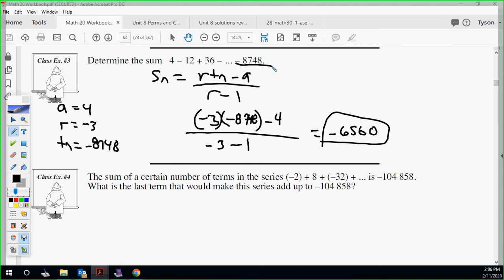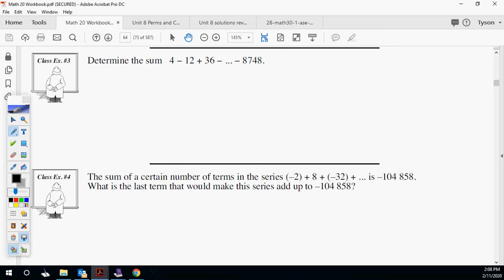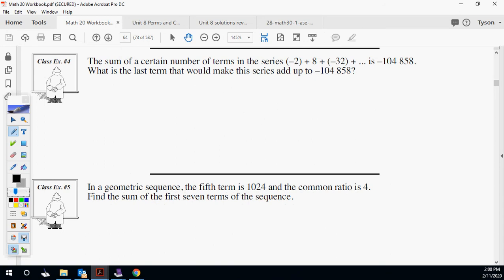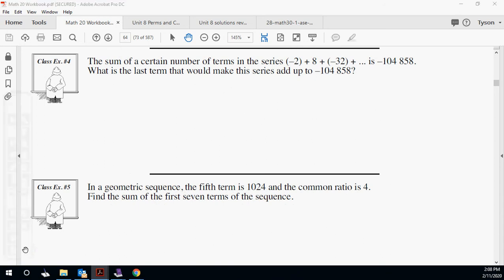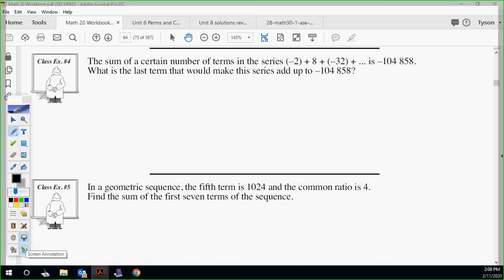All right, so let's go look at 4 now. This is where the algebra comes into play. You have to be able to be workable within the formulas. So the sum of a certain number of terms of a series negative 2, 8, negative 32 is this. So we know the series answer, but we don't know the ending term. So what is the last term that makes this series add up to negative 104,858?